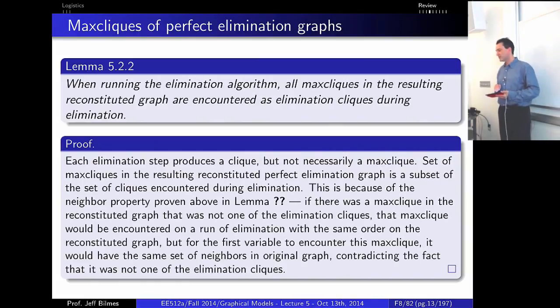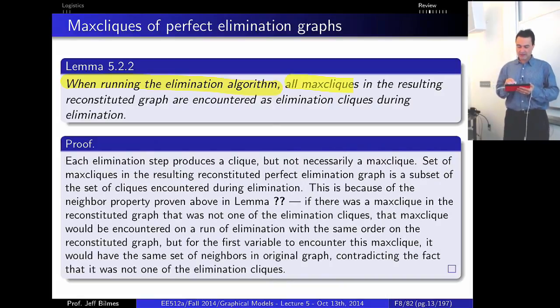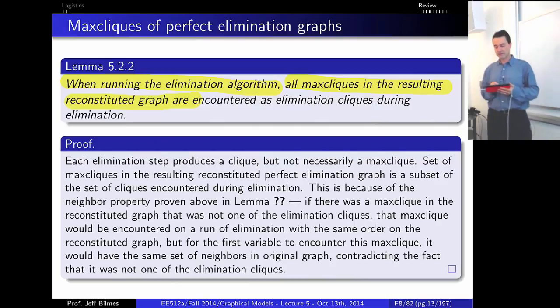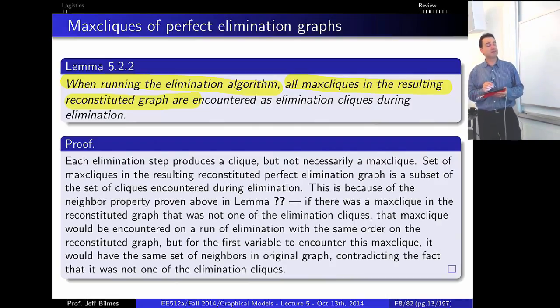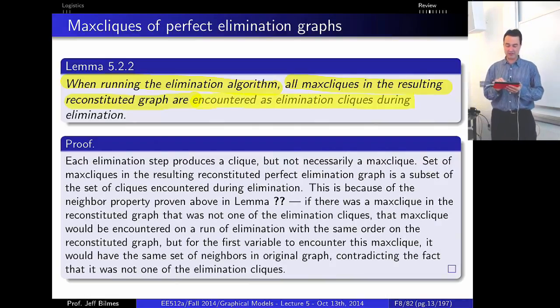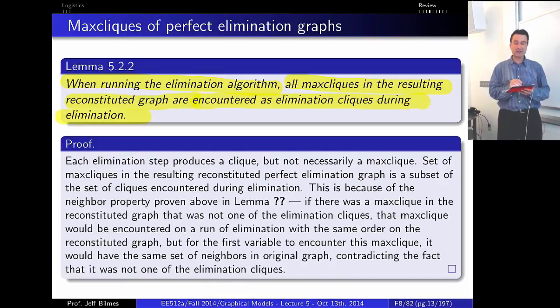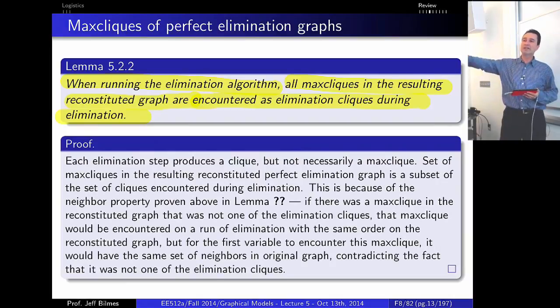And when we run the elimination algorithm, this is another important theorem: all of the maximal cliques in the resulting reconstituted graph are encountered as elimination cliques during the elimination process in the original graph. So that basically means that you've got all those cliques. So you can find all of the cliques in the reconstituted graph just by running elimination in the original graph.